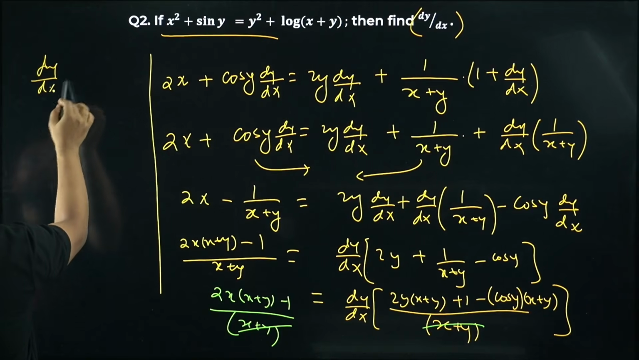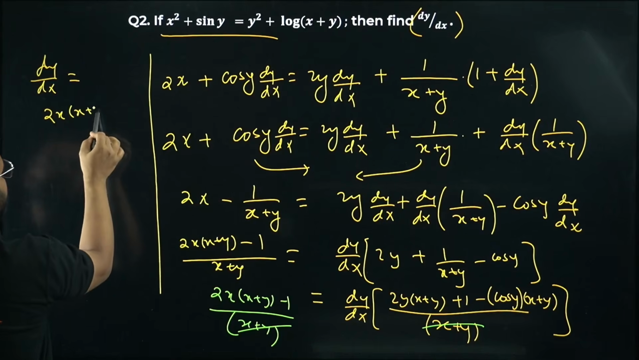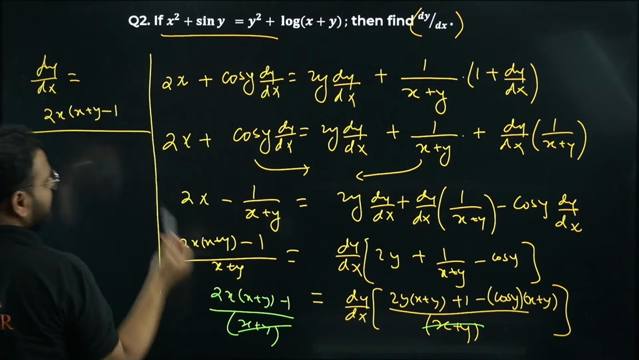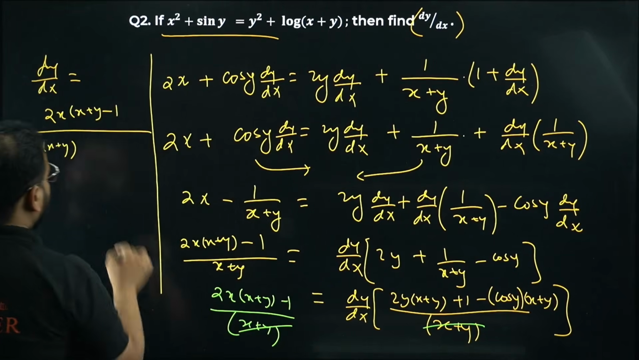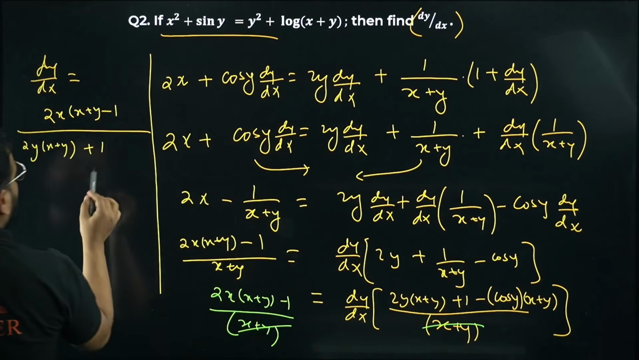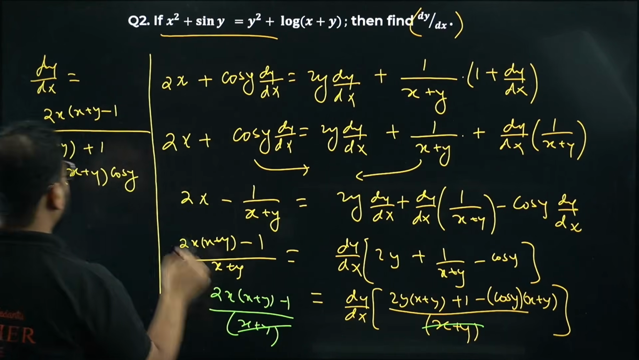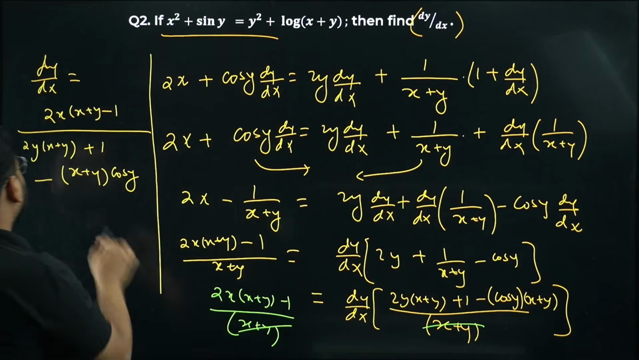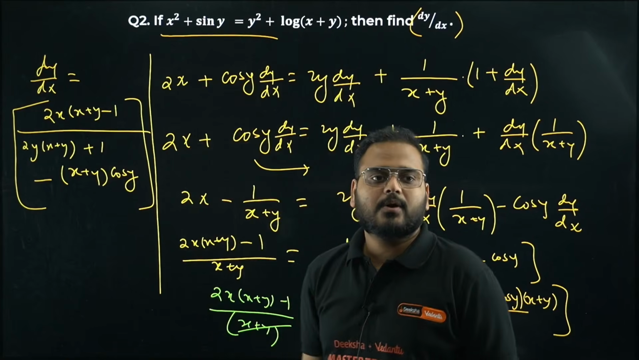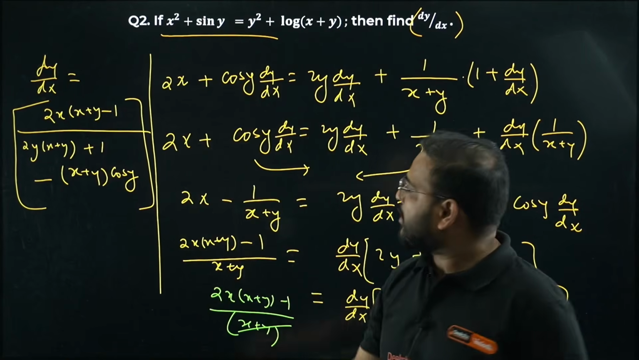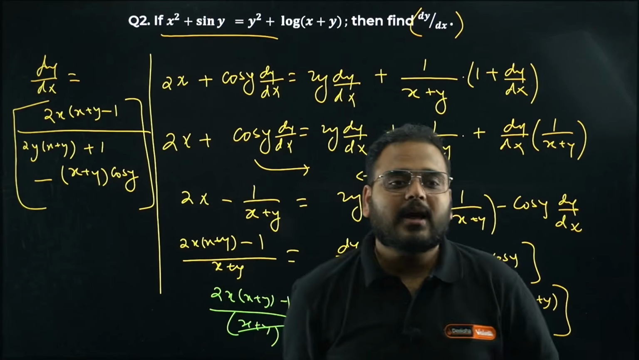dy by dx equals, check this out, what I'm going to get? This value, 2x times (x plus y) minus 1 divided by this whole thing, 2y times (x plus y) plus 1, and then the other thing I have, sir, (x plus y) times cos y with the minus sign, right? So write here minus sign. That's your answer. This is a fraction, okay? Please check your answer. Okay, good. dy by dx equals 2x times (x plus y) minus 1 divided by 2y times (x plus y) plus 1 minus (x plus y) times cos y. Done. Okay, let's move on to the next part.